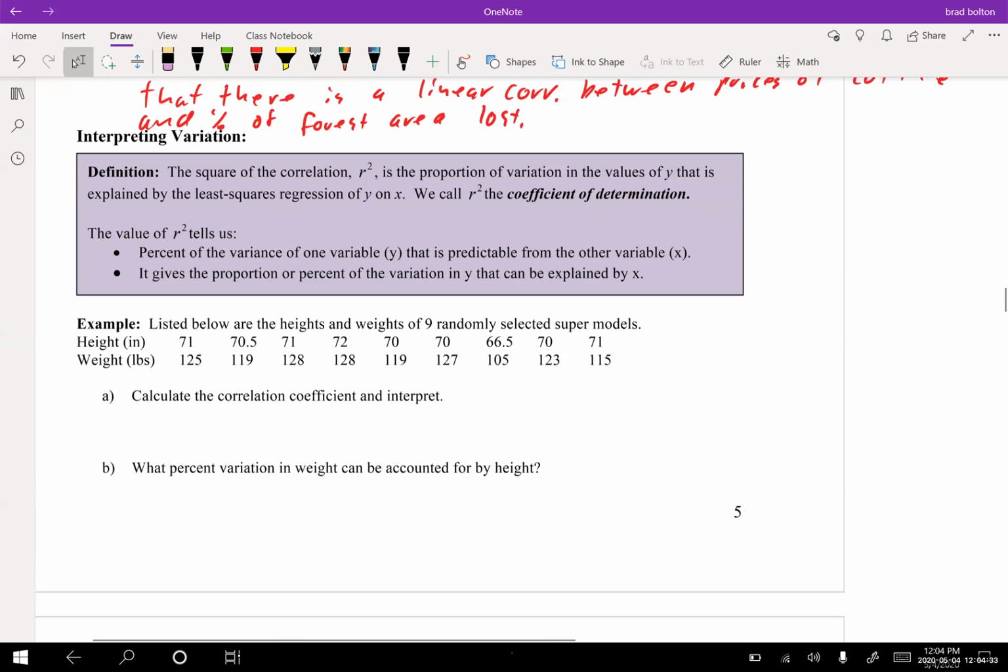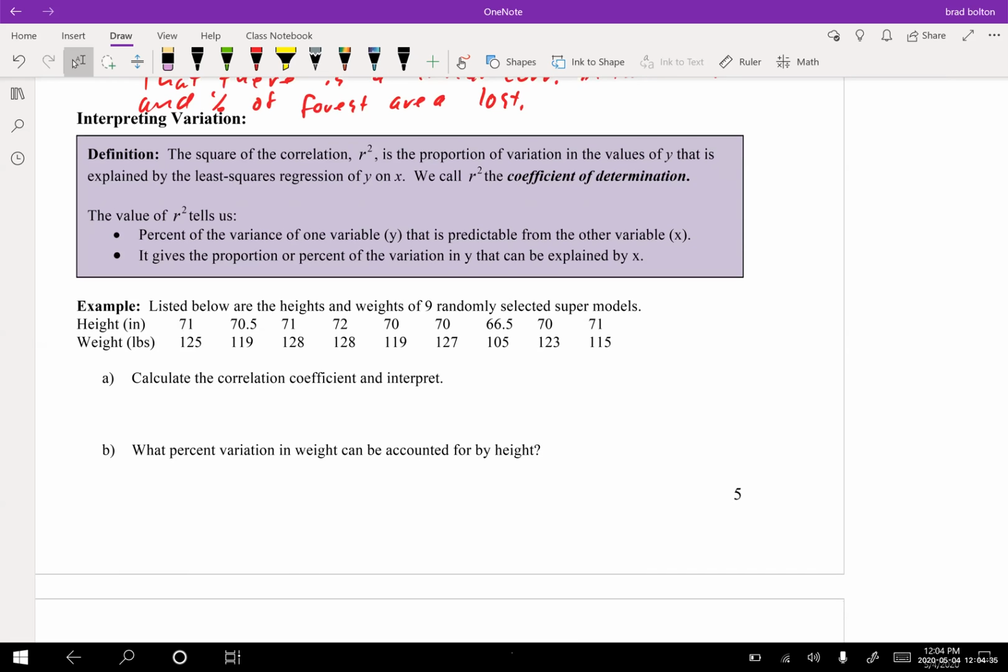It says, the square of the correlation, R squared, is the proportion of variation in the values of Y that are explained by the least squares regression of Y on X. We recall that R squared, we call the R squared the coefficient of determination. The value of R squared tells us the percent of variance of one variable Y that is predictable from the other variable X. It gives a proportion of percent of variation in Y that can be explained by X.